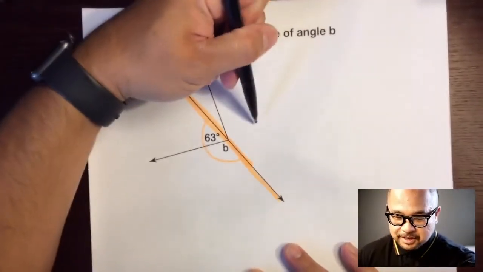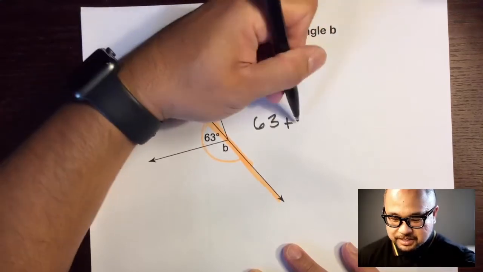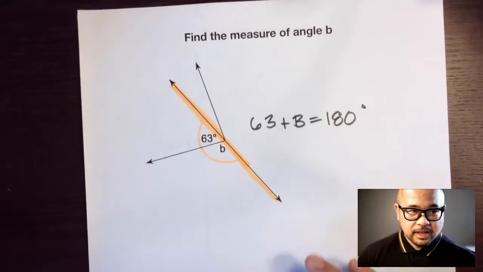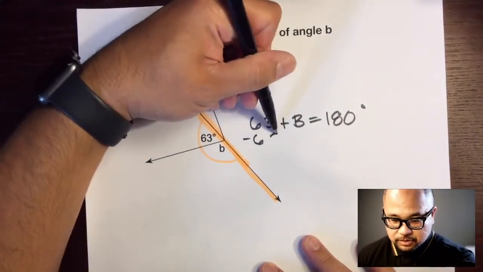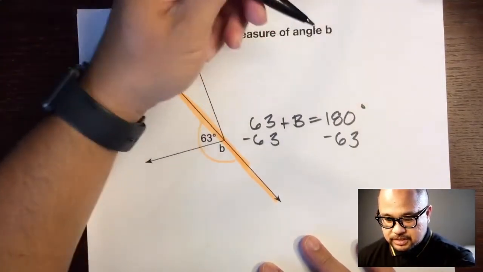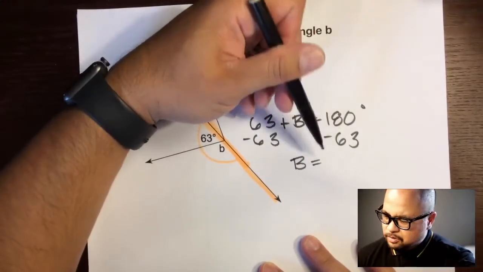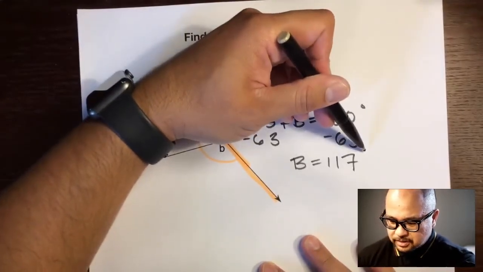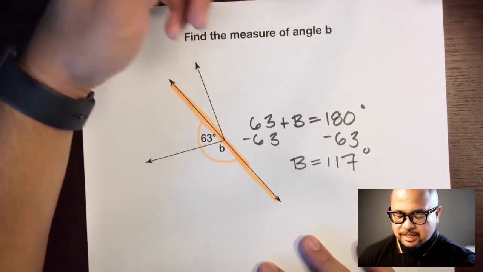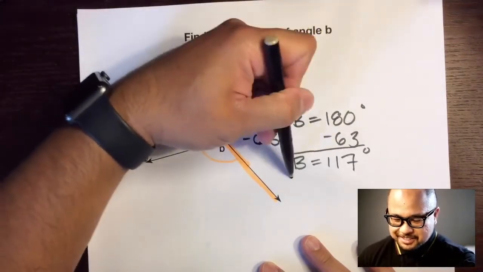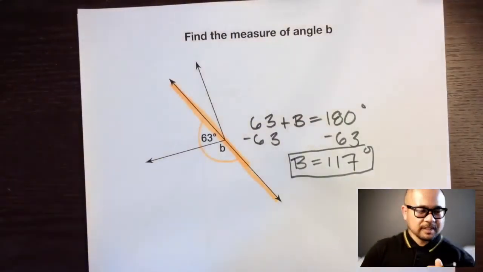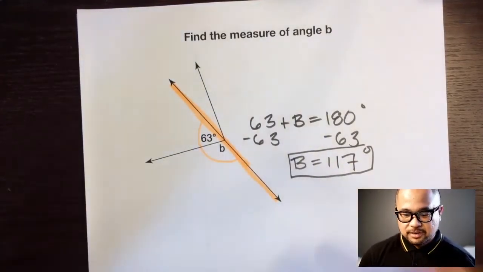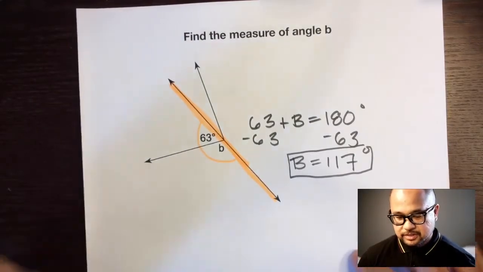So let's just set up that equation. 63 plus B is equal to 180 degrees. And so let's do the one thing that we need to do. Subtract 63 from both sides. So B is equal to 117 degrees. I think that's correct. I did that in my head, but yeah, I think that's it. So 117 degrees. That's it. So we know that's correct because 117 plus 63, their sum is 180 degrees.